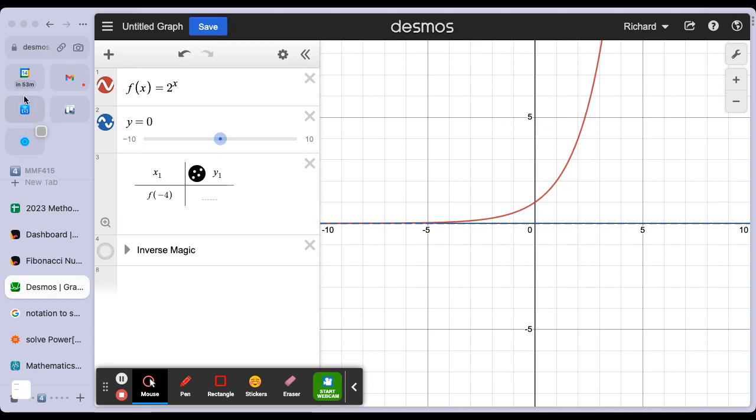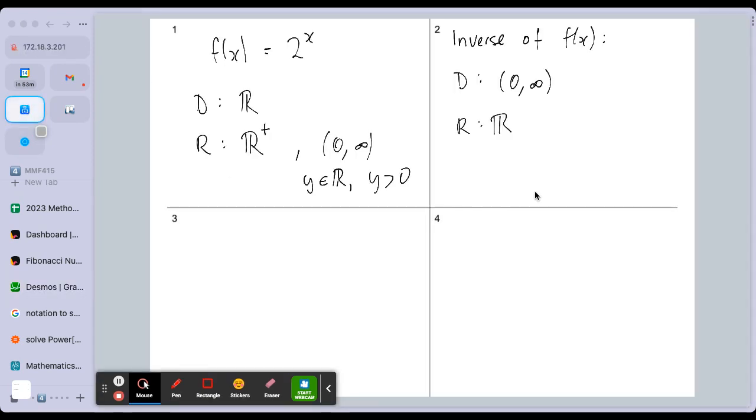Did you get that? See what I did there? I just flipped them over. That's what you should have done as well. So for the inverse, the domain and range flips. That's all. The domain and range flips.